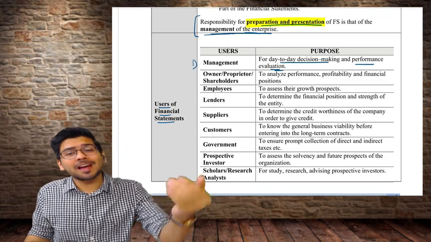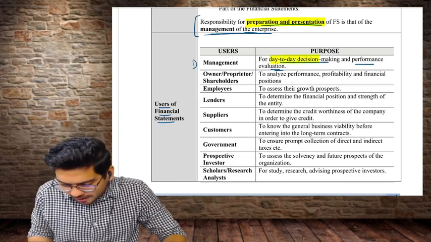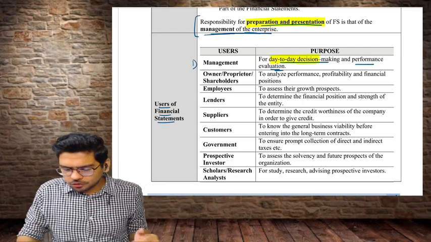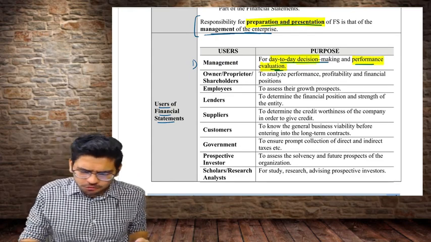Okay, so please remember this, that it is the management who is responsible for the preparation and presentation of the financial statement, and at the same time they themselves are the user of the financial statement, because they need to make day-to-day decisions and also to evaluate the performance of the organization. So one of the users is management.